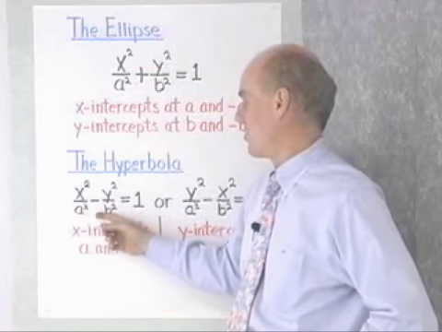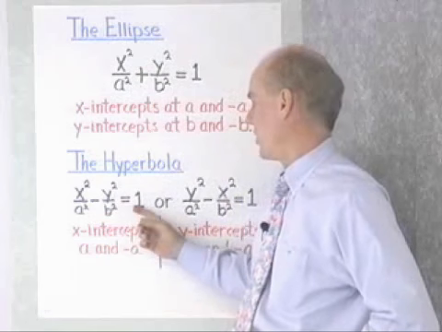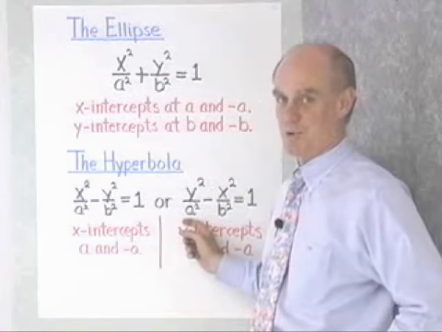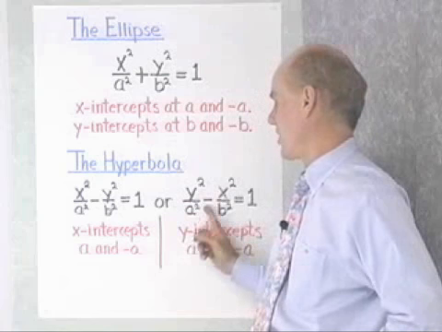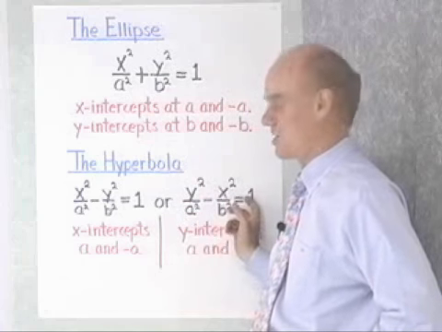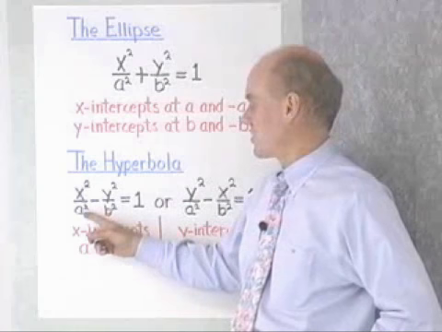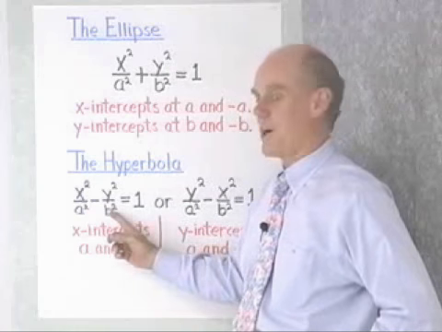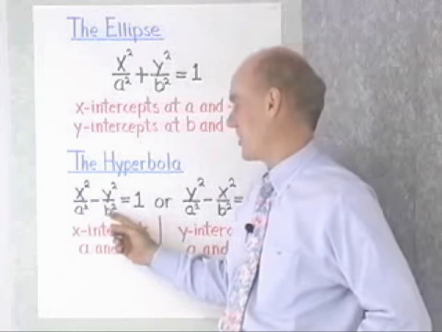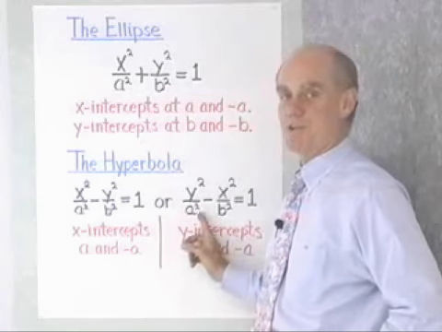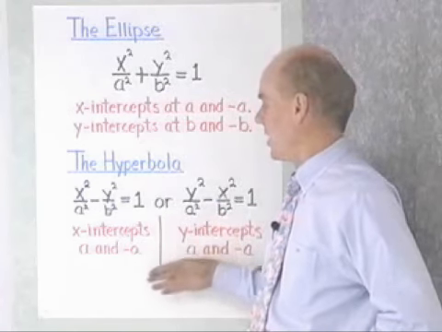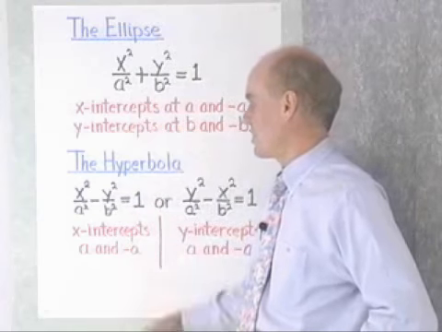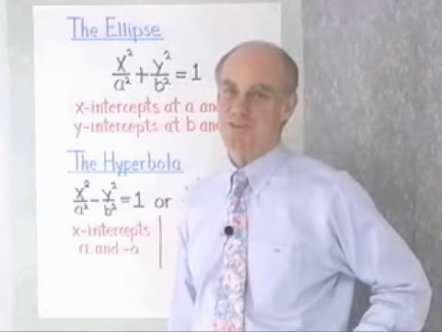X squared over a squared minus y squared over b squared equals 1, or, since subtraction is not commutative, another equation would be y squared over a squared minus x squared over b squared is equal to 1. Here we have x-intercepts at a and negative a, but no y-intercepts, and you'll see this when we get to the board and do an example. This one has y-intercepts, but no x-intercepts. So, similar equations, but as you'll see, some pretty different looking graphs. Let's take a look at our first one.